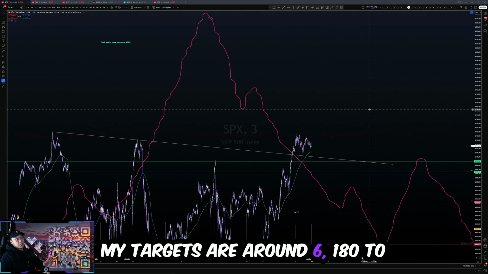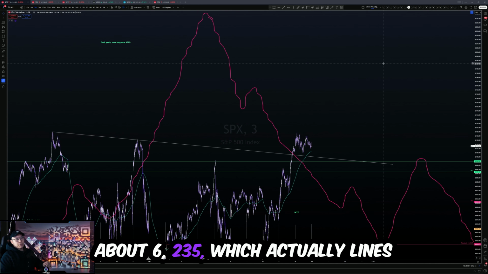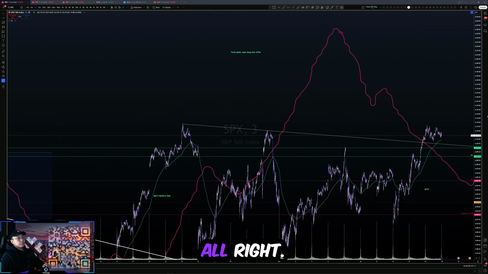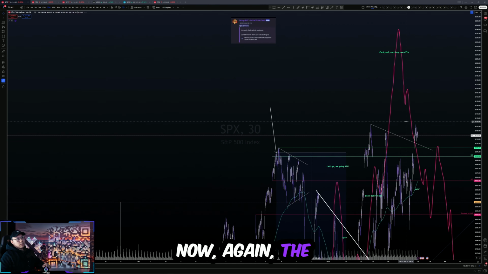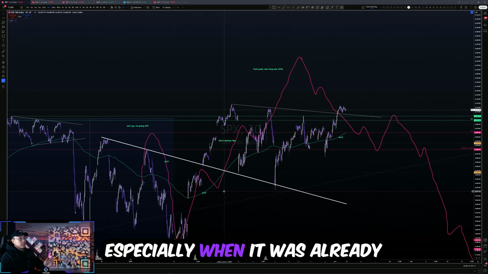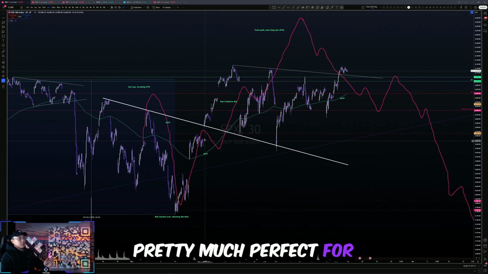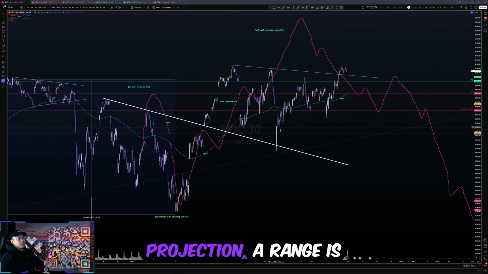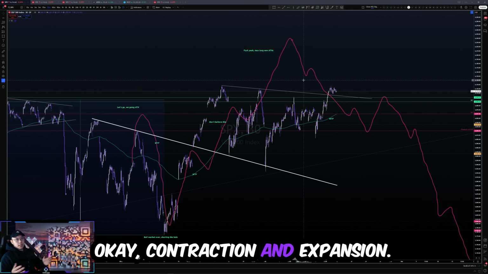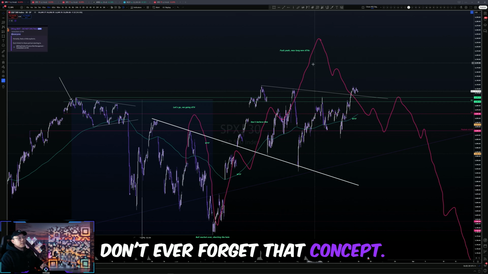My targets are around 6180 to about 6235, which actually lines up perfectly with the squiggly. Now, again, the squiggly is not perfect. I don't expect this to be perfect, especially when it was already pretty much perfect for almost half the projection. A range is expected to be built. Contraction and expansion. Don't ever forget that concept.